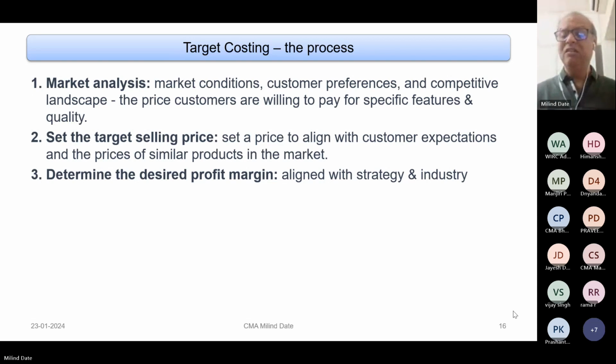Now, how do you determine that? Obviously, what is the average industry margin? You can collect data for that. Plus, of course, what's your company's strategy? That also can be collected by you, and then decide the profit margin. It could be in terms of an ROI. You may say, hey, I'm going to invest so much money in this particular product, and I want a 15% or a 10% return on this.